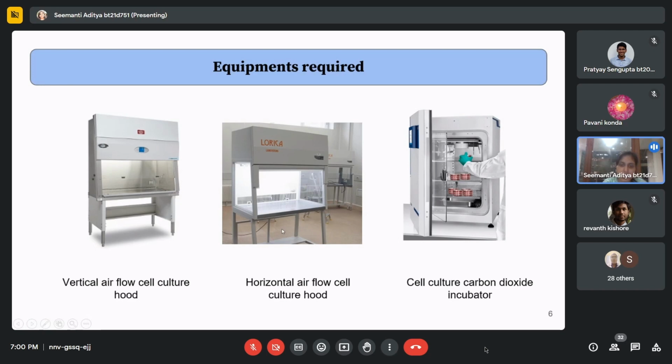But this kind of system is very portable, and it has wheels below the stands. So you can easily change the position if you are not comfortable, or if there is some problem. So for cell culture, generally we prefer the vertical ones. We also have the vertical ones only in our lab. So, okay.